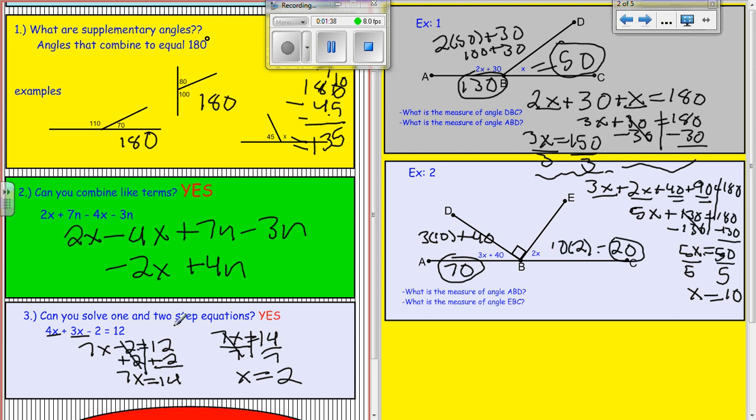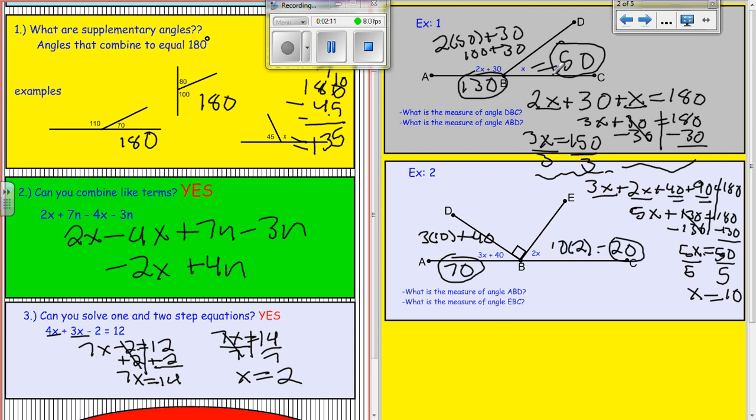Can you solve a one or two step equation? Well, here we go. We combine our like terms first. Remember, always combine your like terms first. 4x plus 3x is 7x. 7x minus 2 equals 12. So our first step is plus 2 on both sides, because the opposite of subtract is add. So we add 2, cross them out. 12 plus 2 is 14. And then we have 7x equals 14. We divide by 7. X equals 2.